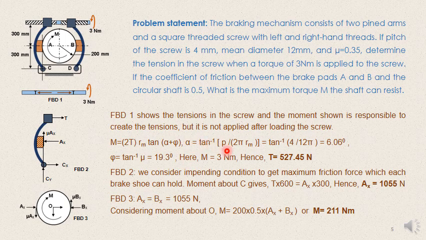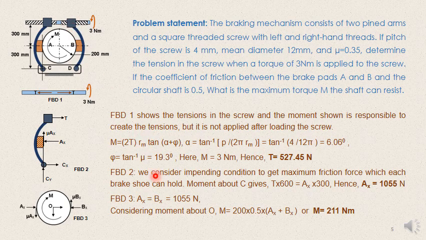Now you know alpha is tan inverse of pitch over 2 pi rm. It is assumed to be a single start screw because nothing is specified. So that is tan inverse of 4 by 12 pi, which is basically 6.06 degrees. Similarly, phi is the friction angle, which is 19.3 degrees. Hence, you can see that this particular screw is self-locking type. Why? Phi is more than alpha. If phi is more than alpha, then the screws are self-locking. That means once you apply this load and bring it to some point, it will remain like this.